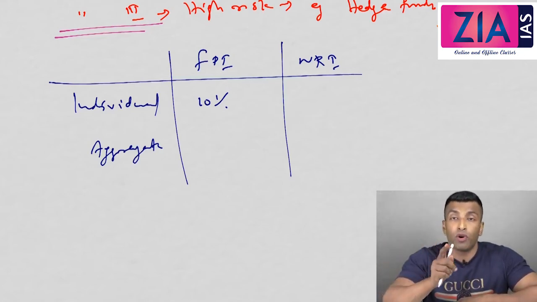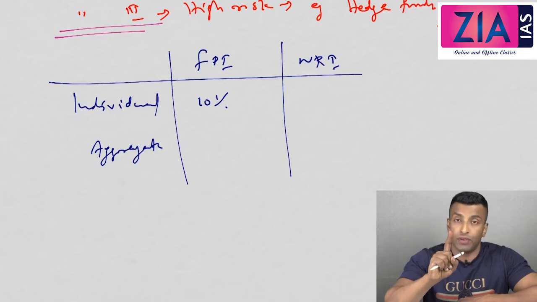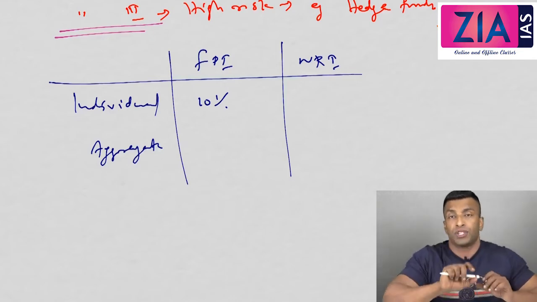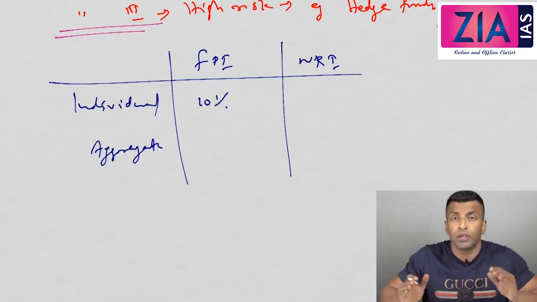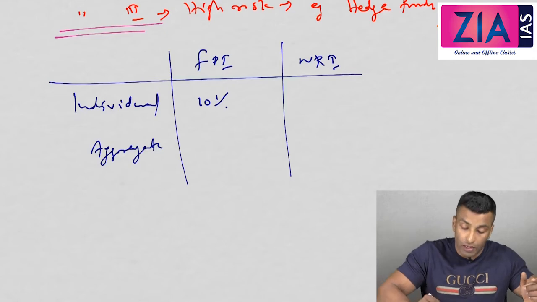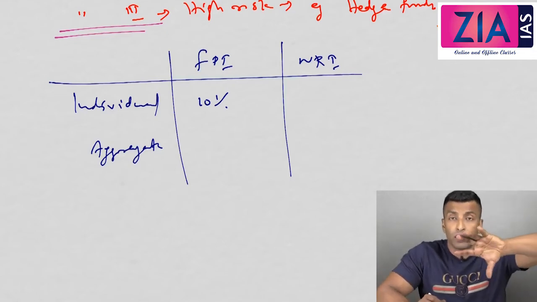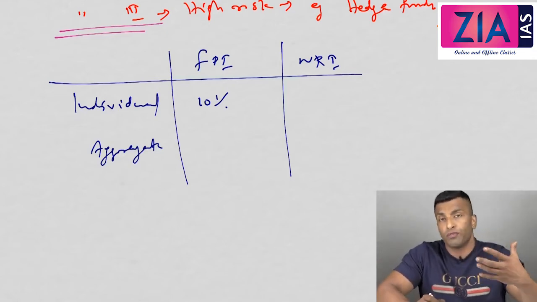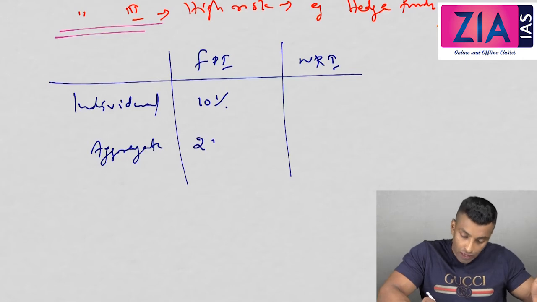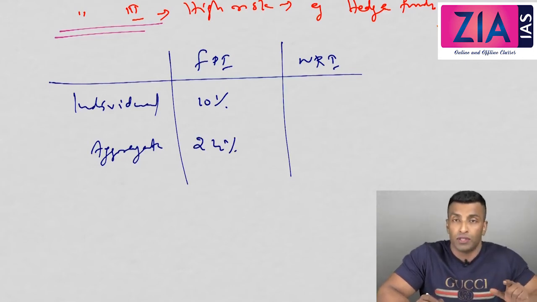10% of it can be bought by a single person. Okay, that is individual. That means 10 lakh shares. If 1 crore shares are issued, 10 lakh shares can be bought by an individual. What about total FPI? Talking about all the foreigners who are investing, it has to be 24%. It cannot be more than 24%.